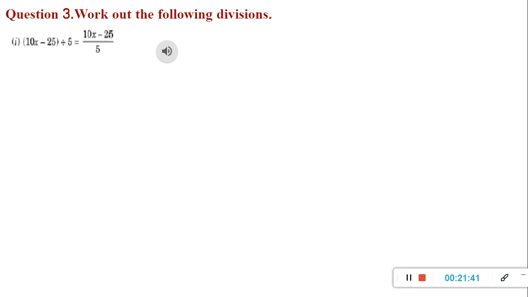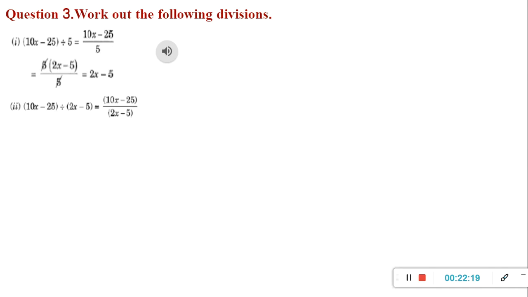Right? So in 10x minus 25, yes, we are having 5 as common. So 10x minus 25 can be written as 5 into 2x minus 5, then upon 5. Then 5 will cancel. The remaining is our answer. So what is remaining here? 2x minus 5. Now the second question. The second question is 10x minus 25 divided by 2x minus 5. The same question, 10x minus 25, right? And the answer we got, that is our divisor. So here let's see. 10x minus 25, what can we take?